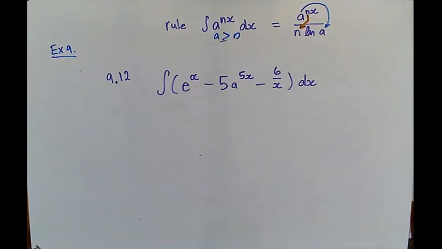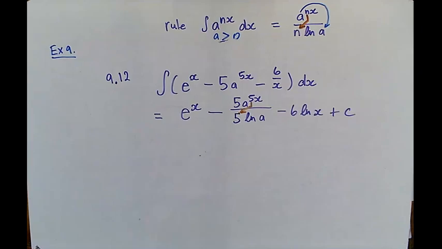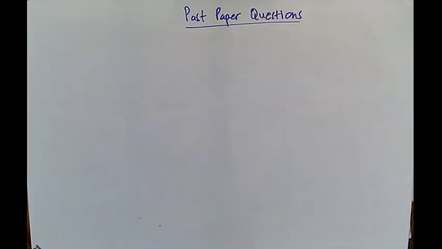Don't forget e to the x is different. It remains the same. And then we have minus 5a to the 5x. Copy it all down. Write the 5 because it's in front of x, ln a. Notice that this 5 is not a base. It's a number in front of an exponent, right? So now we'll get minus 6 ln x for 6 over x plus c. We can simplify that. The 5's will cancel each other, and so we'll get a to the 5x over ln a. The 5's killed each other. Minus 6 ln x plus c.